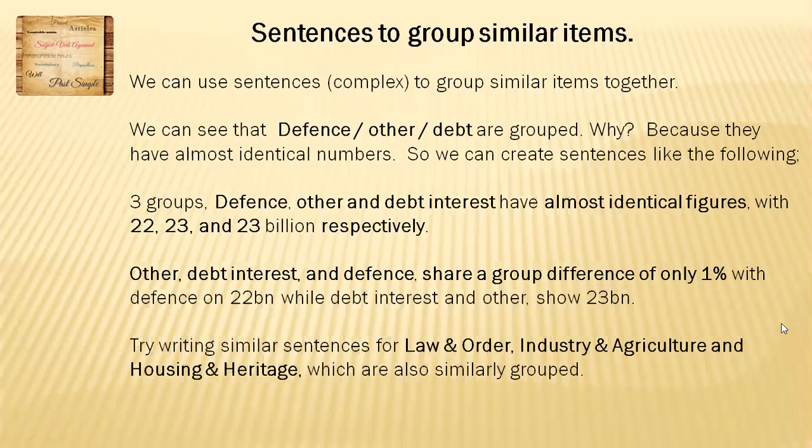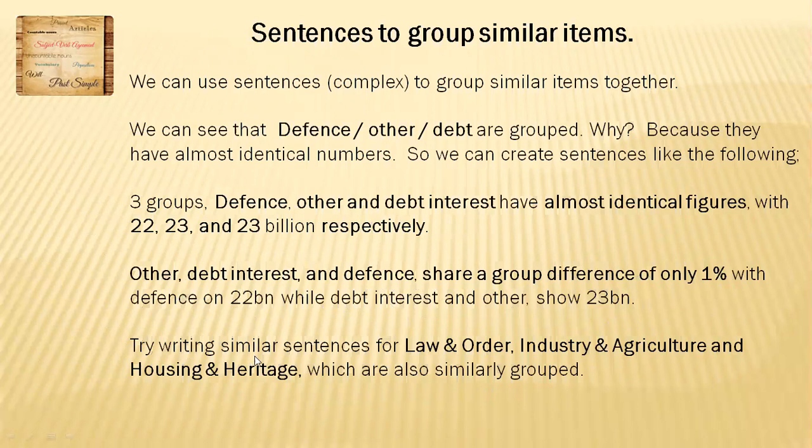So another sentence could be: other, debt interest and defence share a group difference of only 1%, with defence on 22 billion, while debt interest and other show 23 billion. So same information, just a different way of expressing it.